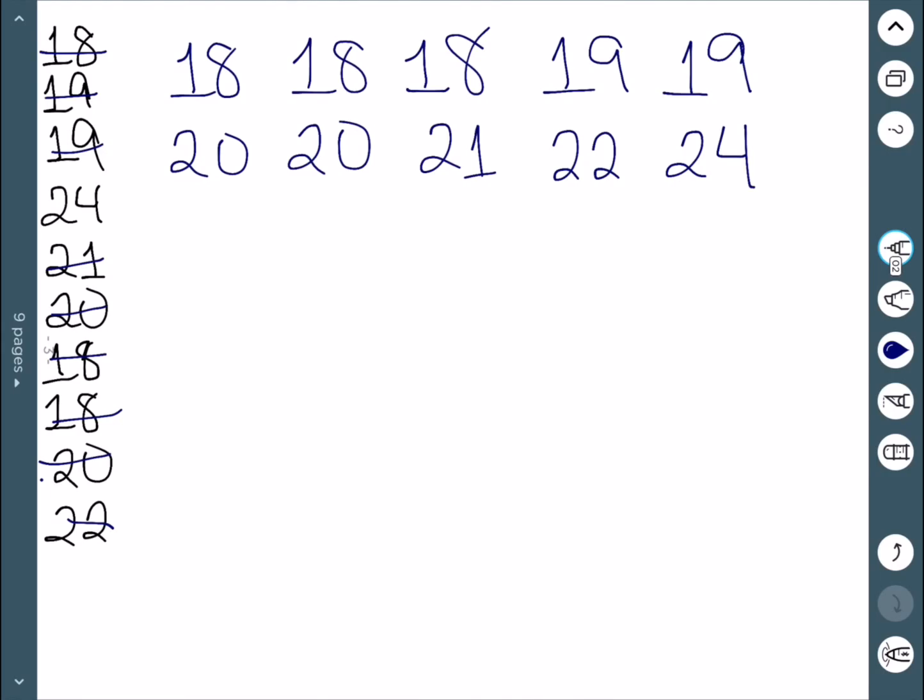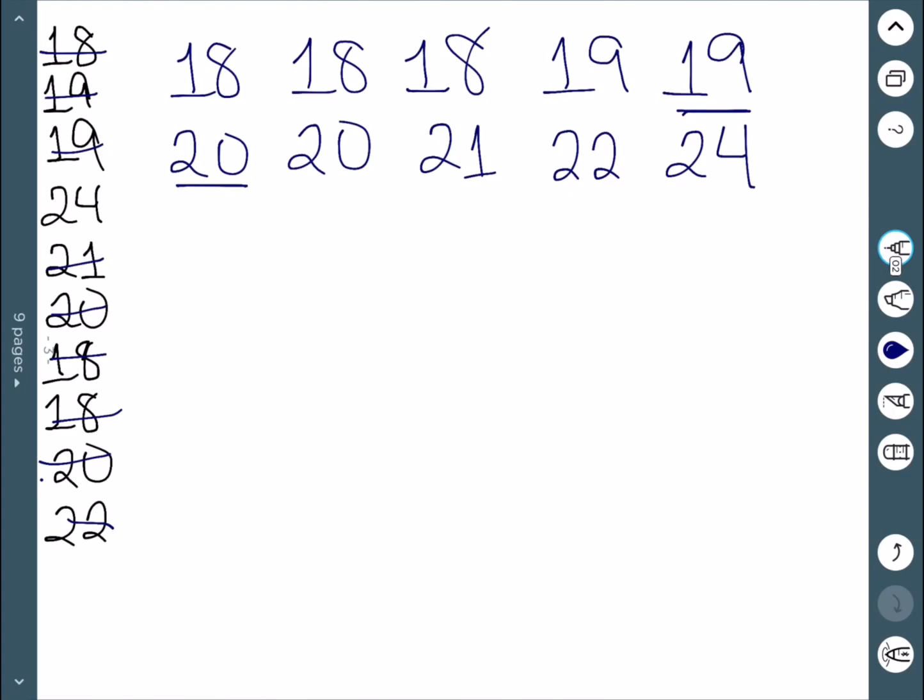Anytime there's an even number, finding the midpoint is a little bit tricky. If I try to use this 19, that would be 4 data values below and 5 above, so that's not the middle. If I try to use this 20, that would be 5 above and 4 below, or 4 above and 5 below, so that doesn't work either. We need something in between these values.